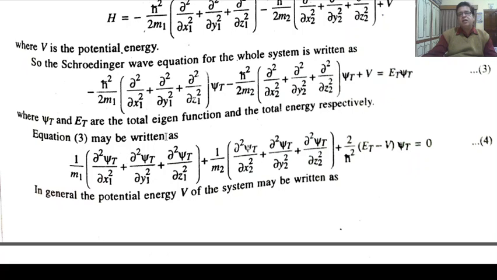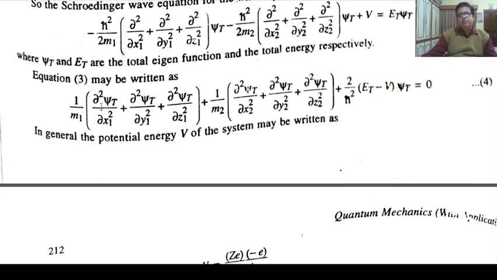Equation 3 may be written as 1 upon m1 (del 2 psi T upon del x1 square plus del 2 psi T upon del y1 square plus del 2 psi T upon del z1 square) plus 1 upon m2 (del 2 psi T upon del x2 square plus del 2 psi T upon del y2 square plus del 2 psi T upon del z2 square) plus 2 upon h bar square (E T minus V) psi T equal to 0.